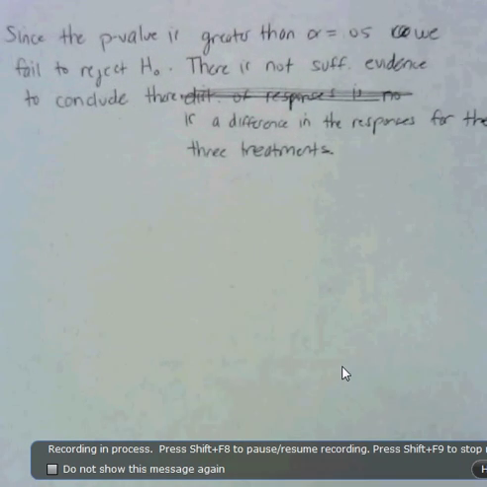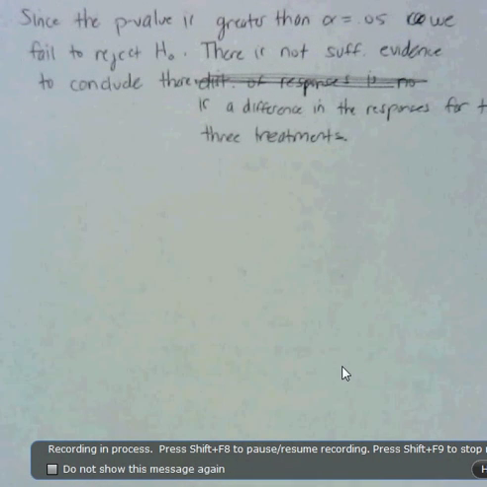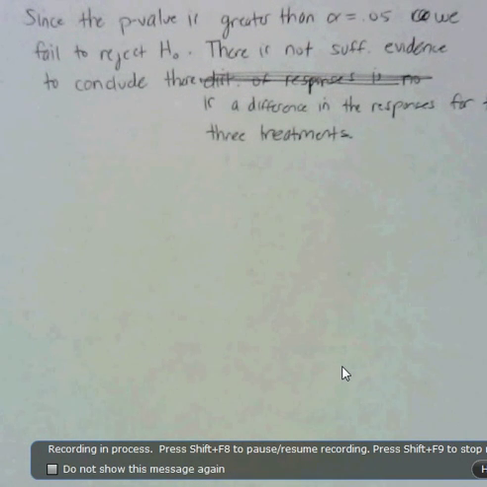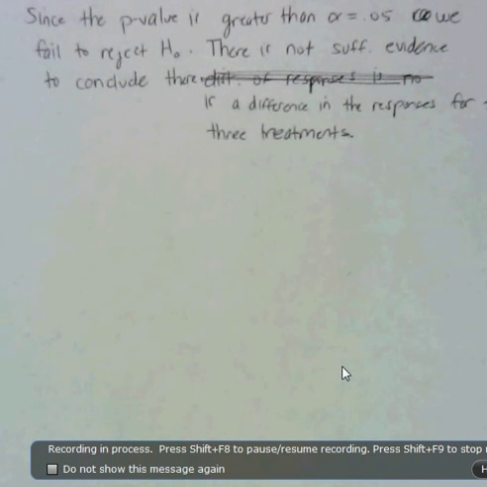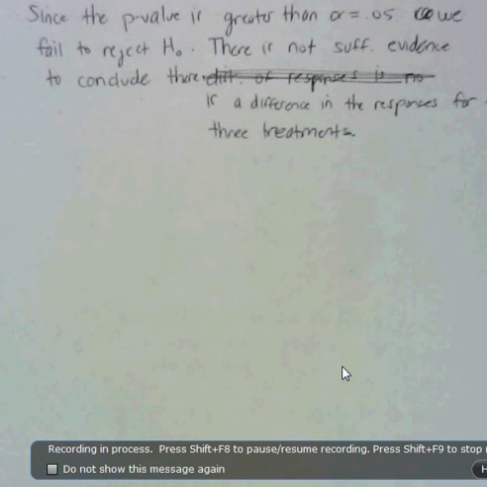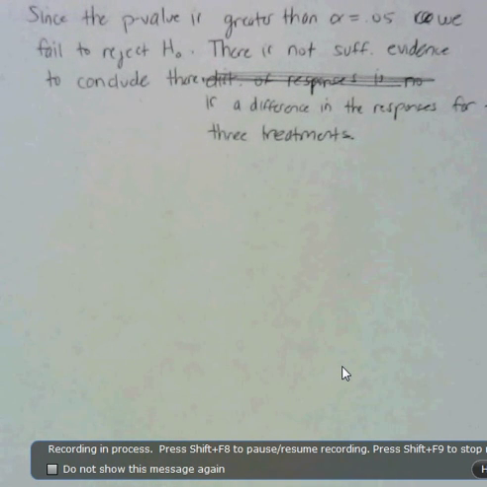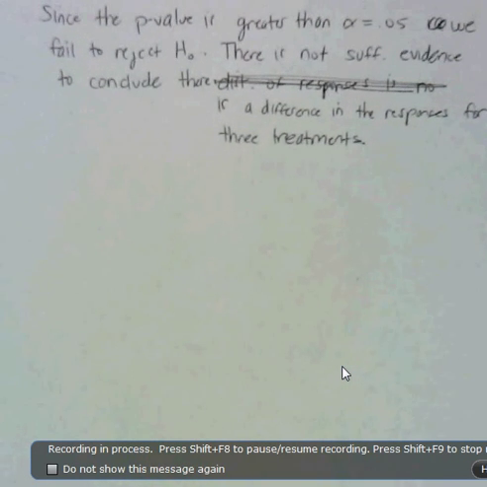So since the p-value is greater than alpha equals 0.05, we fail to reject H0. There's not sufficient evidence to conclude, basically the alternative, that there is a difference in the responses for the three treatments. So it doesn't look like St. John's wort versus placebo versus Zoloft is doing much. So, okay, and that is a chi-square test for homogeneity.